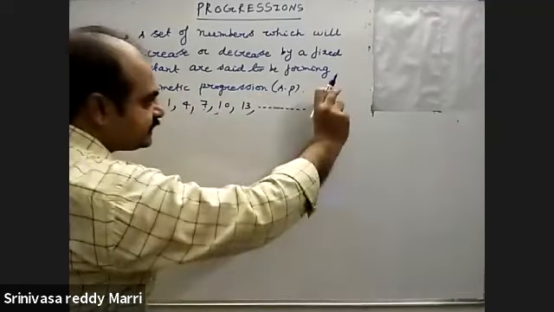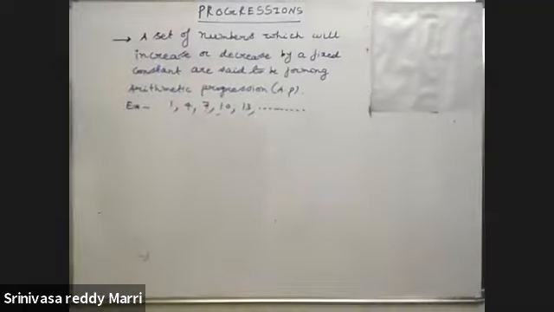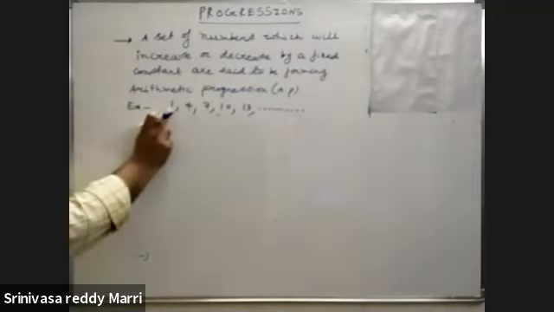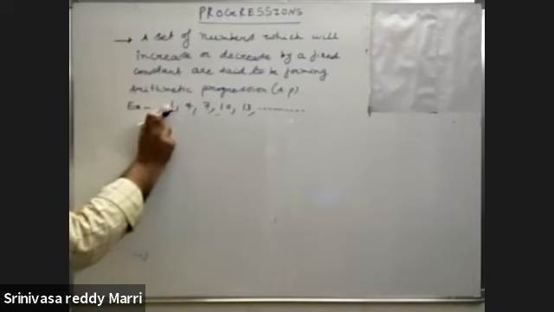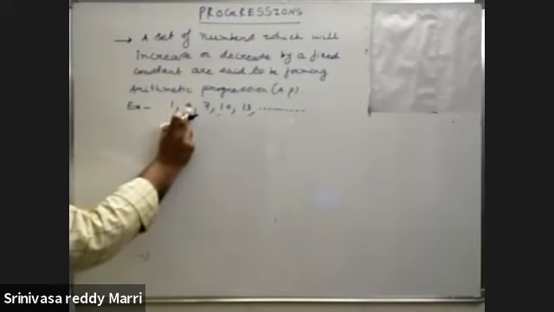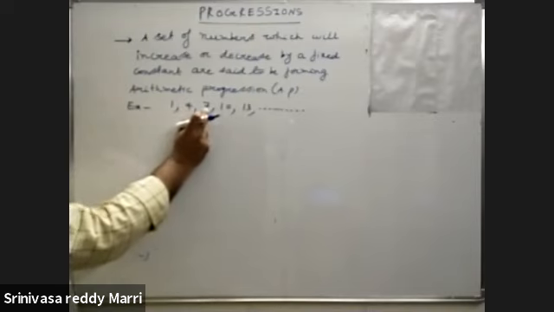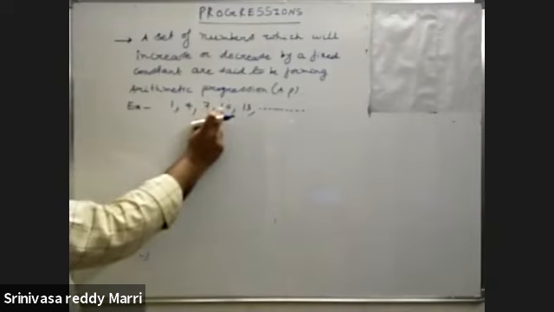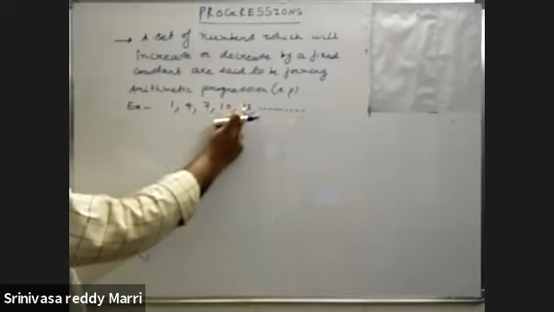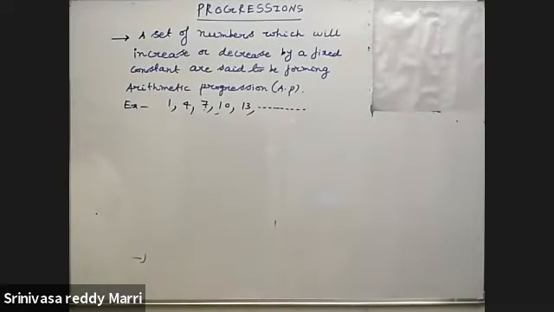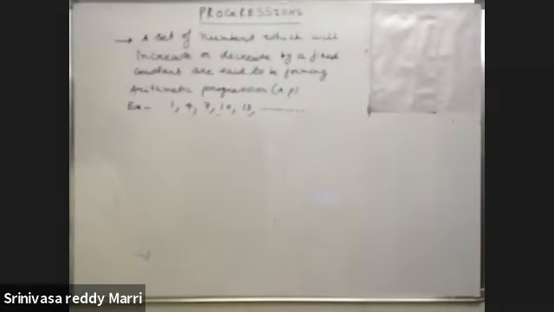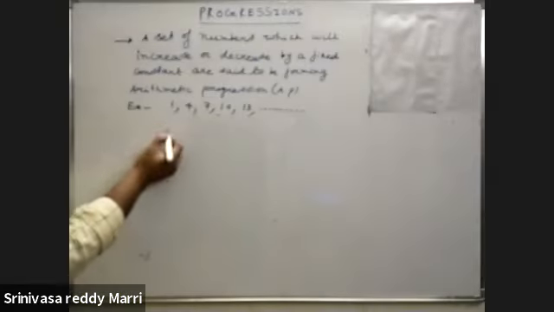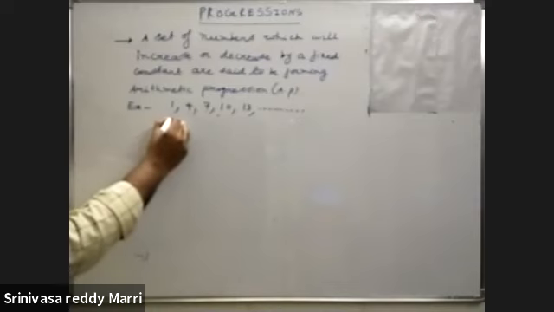These numbers are increasing by a fixed constant. Every successive number is the previous number plus 3. 4 is nothing but 1 plus 3, 7 is nothing but 4 plus 3, 10 is nothing but 7 plus 3, 13 is nothing but 10 plus 3. These are increasing by a fixed constant 3.